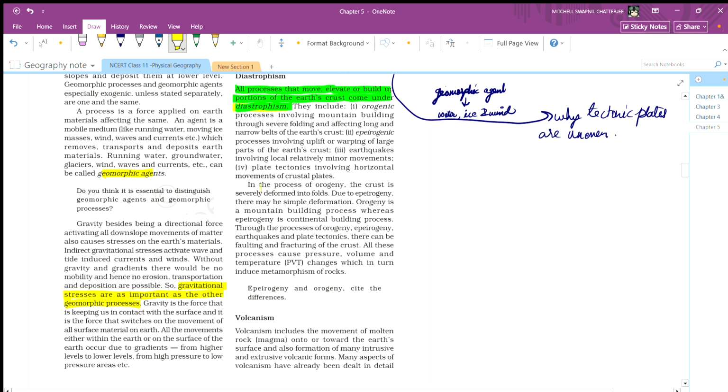In the process of orogeny, that is mountain building, the crust is severely deformed into folds. Pressure is applied from here, so it's like a mountain like this, in simpler terms.